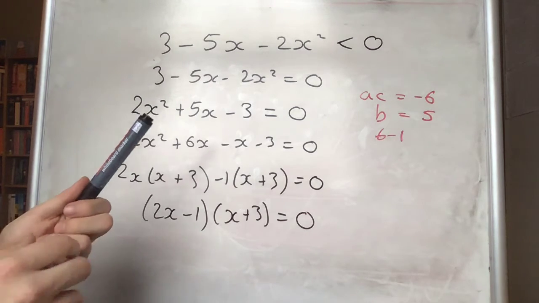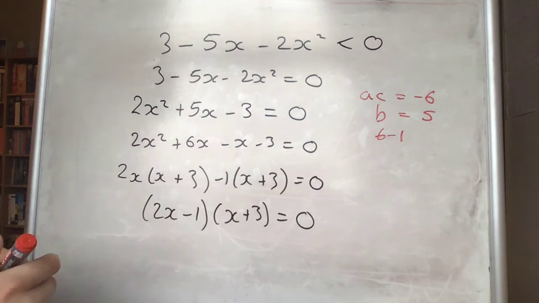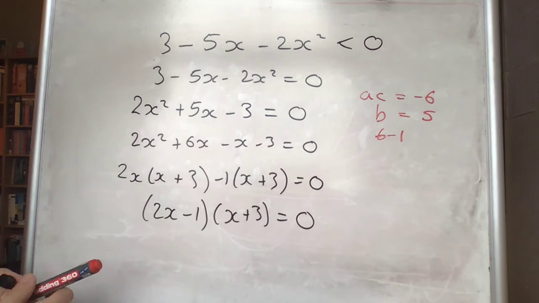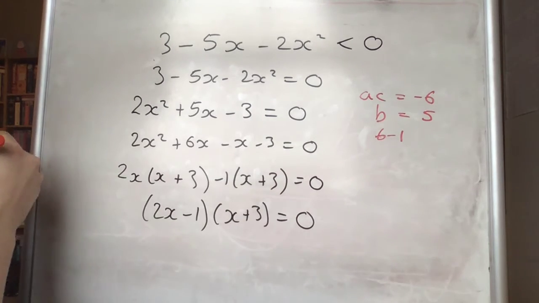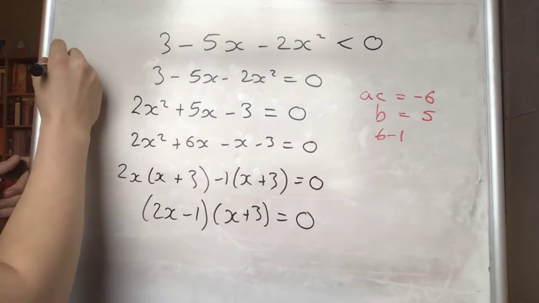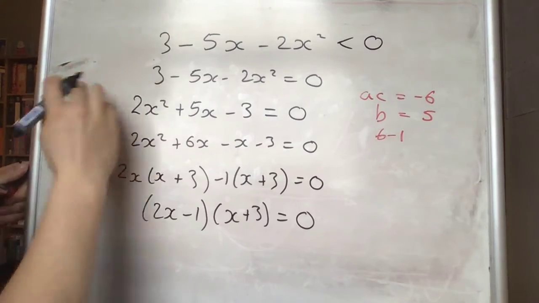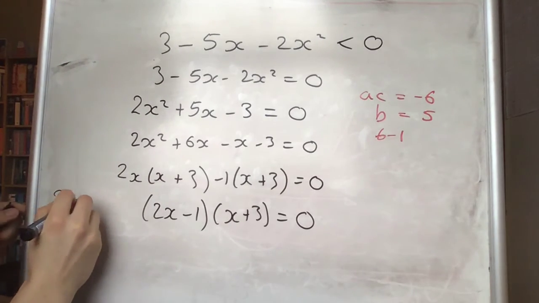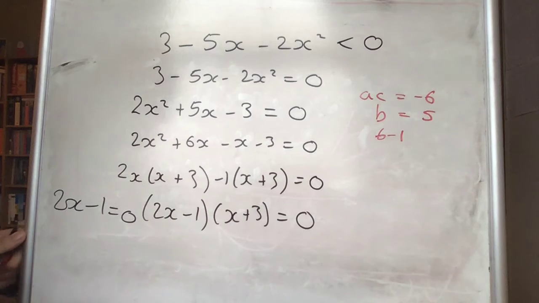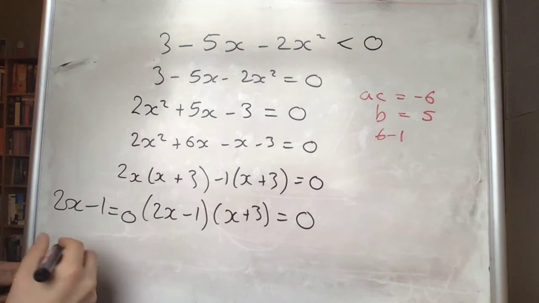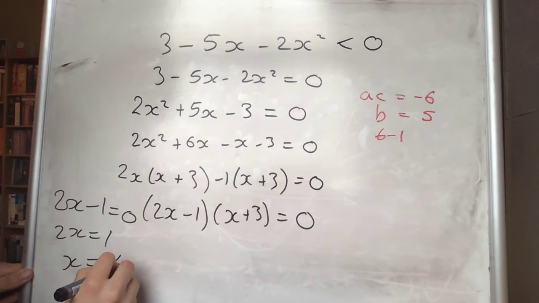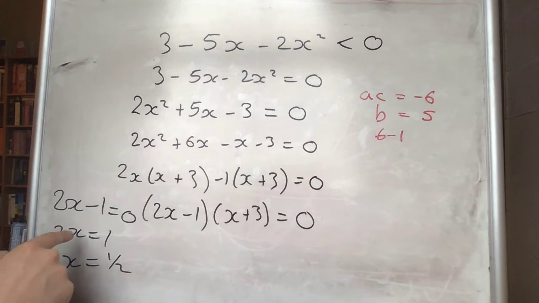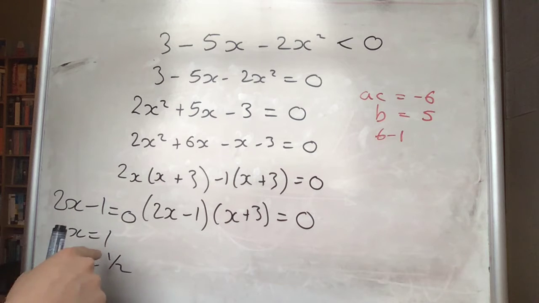And just so that we have the solutions here, if we want to find the solution to this, we have 2x minus 1 equals 0, and to find the solution we just want to get x by itself, so 2x equals 1, therefore x equals half. Okay, because we can just add 1 to both sides, then divide both sides by 2. That gives us x equals half.